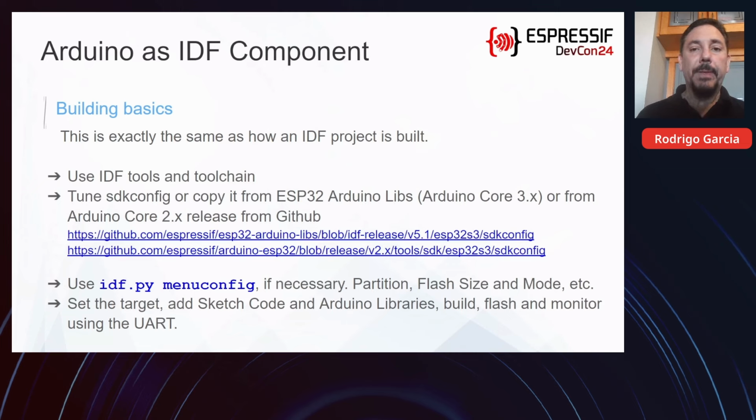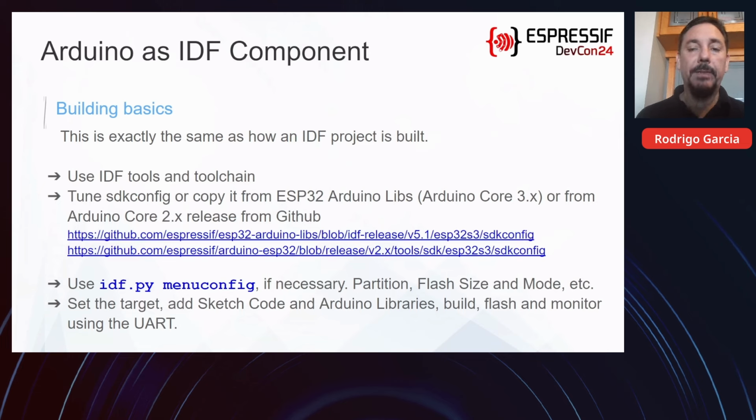Arduino as a component is basically an IDF project. It uses IDF tools. In terms of IDF, you have your project, which usually has an SDK config file. This file is automatically created when you're building your IDF project, and it's based on the settings for each one of the components of the framework. Arduino has its own SDK config, and you can find that SDK config for version 3.0.4 in the first link, and for version 2.0.x in the second link. You can use that SDK config in your project if you want to.